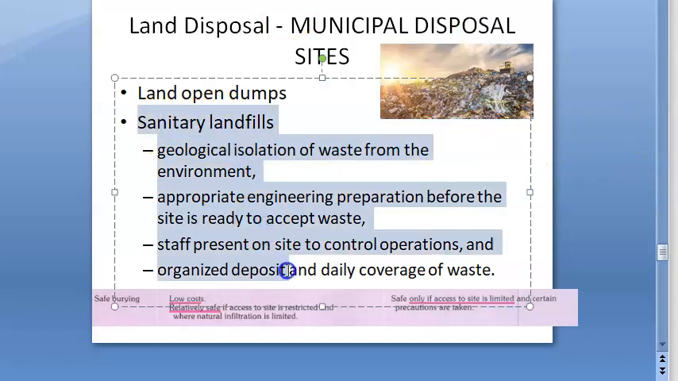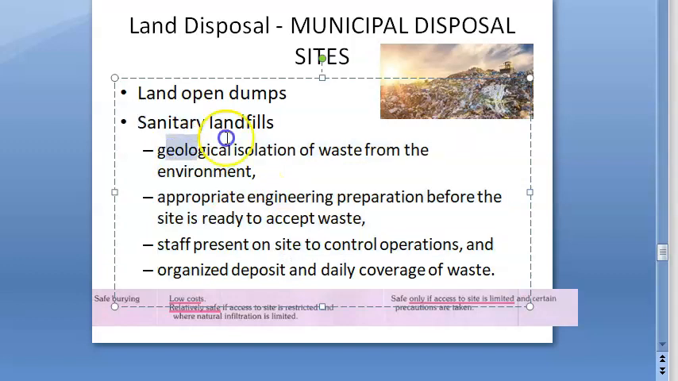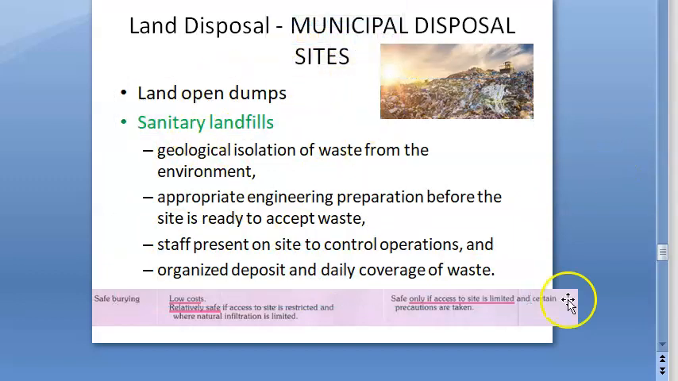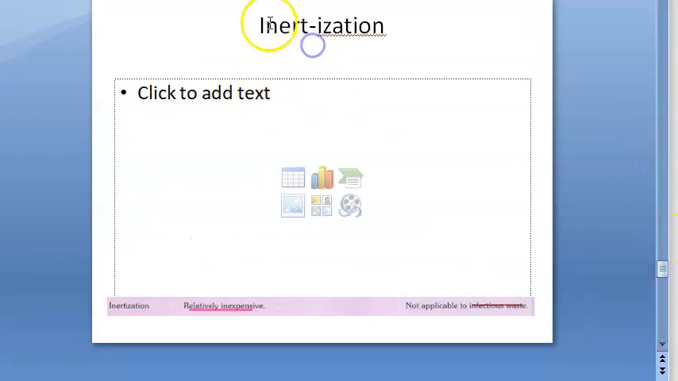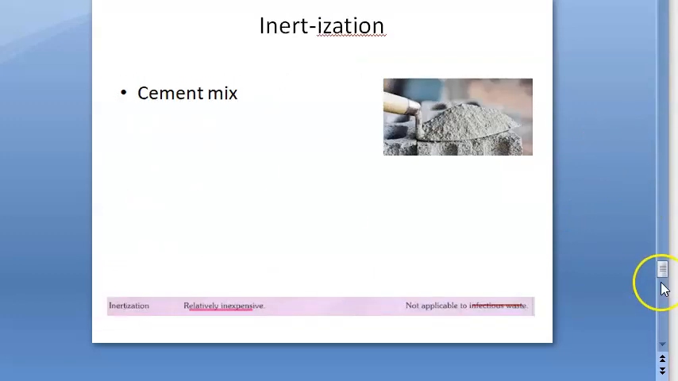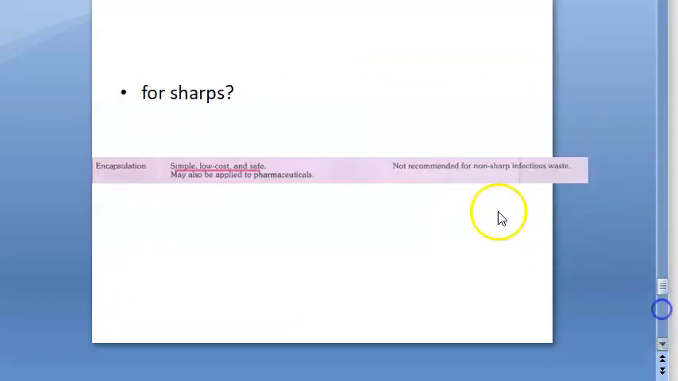Sanitary landfills are better, where there is isolation of the site, a geological isolation. A lot of engineering is put into it, and they control and organize it. So that is a sanitary landfill. We have to come to the advantages and disadvantages of this again. Then inertization, which we told you about: they mix it with cement to inertize it. There are also other methods like encapsulation.